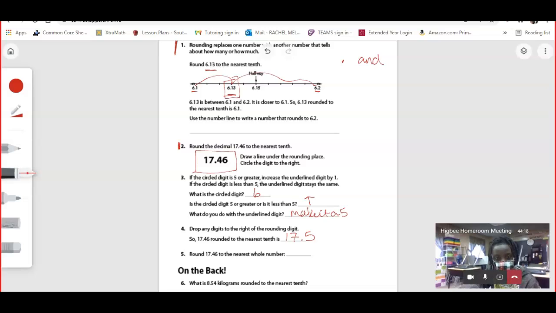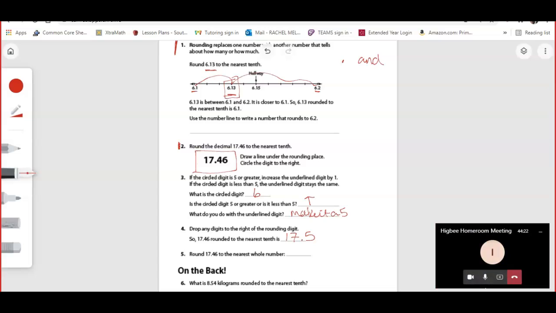Israel, what is the nearest whole number for that? 7. 7. Okay, remember when they say nearest whole number, they mean the ones. Okay, so nearest whole number, if you need to, write that down. The nearest whole number is always the ones place. Okay.